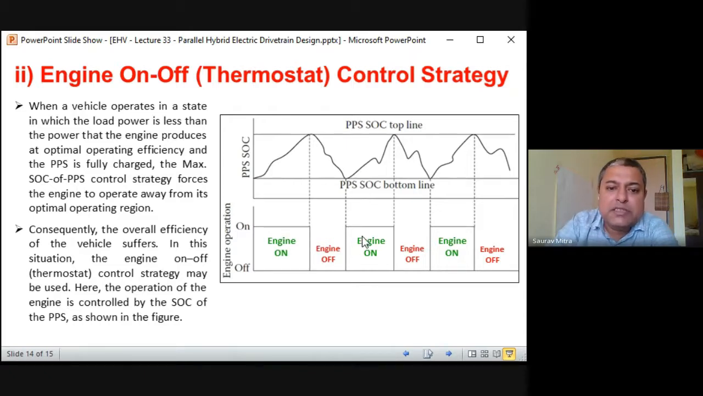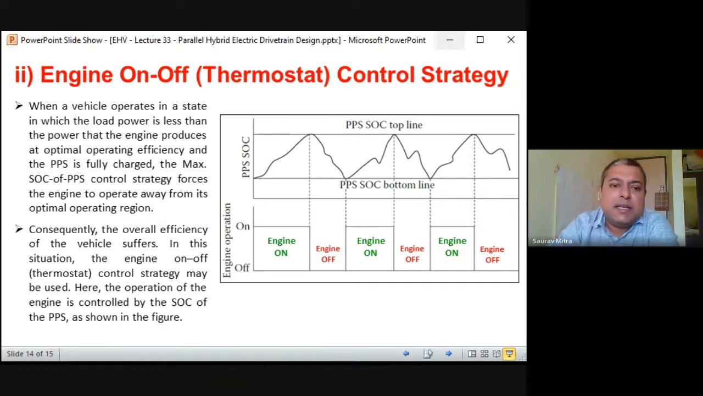So whenever the engine is on, it is doing two things. It is charging the PPS as well as supplying the load. When the PPS reaches full charge, the engine becomes off again. Again the PPS is supplying the final traction element, and the PPS is falling to 70%. Consequently, the overall efficiency of the vehicle suffers in this situation. The engine on-off is thermostat control. So here there is a thermostat. The thermostat actually controls this on and off of the engine. The thermostat acts as a kind of sensor.